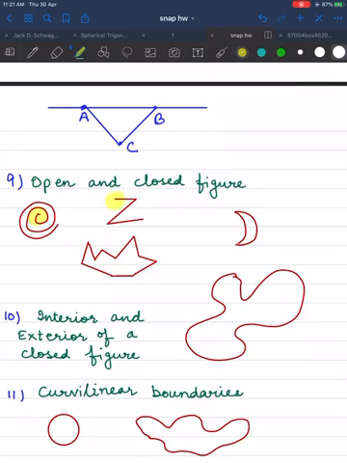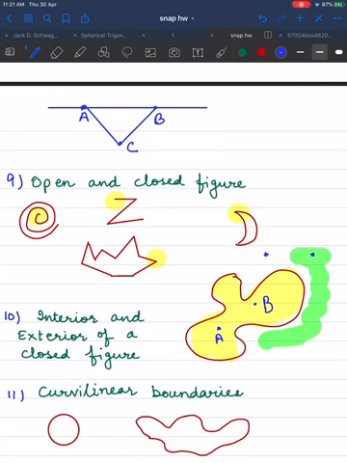Open and closed figures. Open figures do not end where they start. So you can see in the figures. Closed figures start and end at the same point. So you can see here. Interior and exterior of a closed figure. The inside part of a closed figure is called the interior and the outside part is called the exterior.